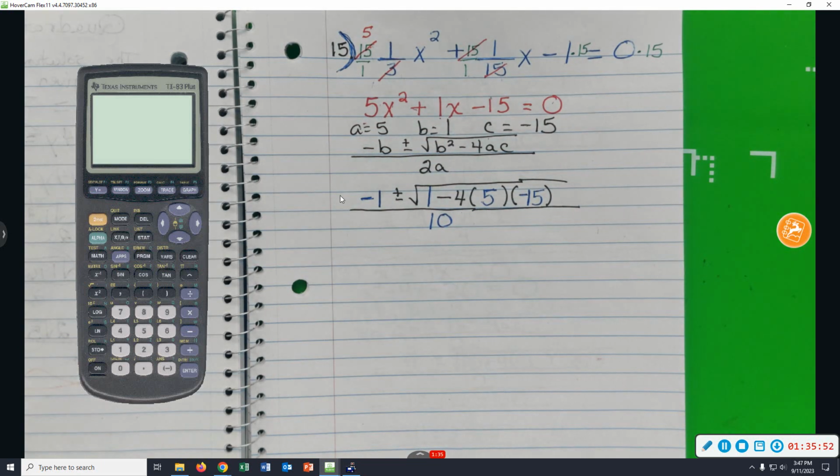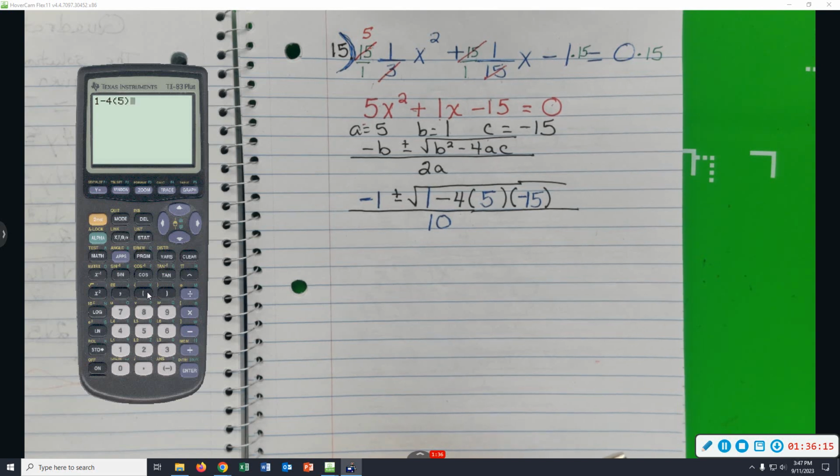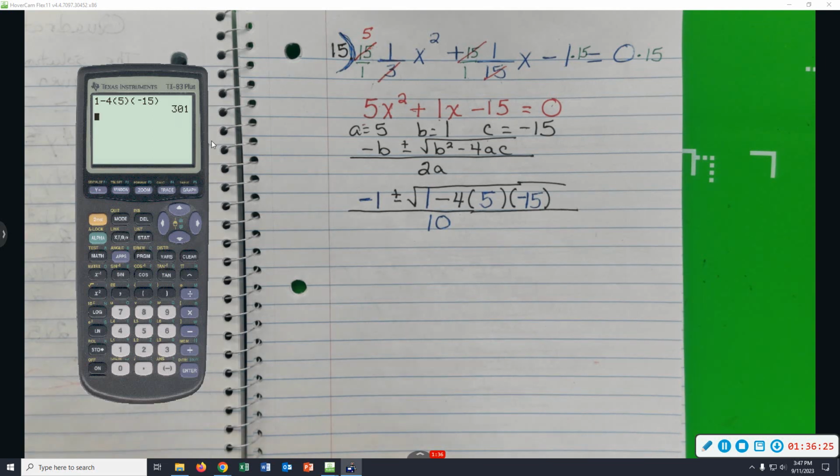Tim, you want to grab that calculator and punch that in? Oh, it's 1, and a negative 20 times a negative 15 is a positive 300. So my mental arithmetic says we're going to have a 301 under the square root. Okay, now let's see if I'm right. 1 minus 4 times 5 times a negative 15. Sure enough, I have a 301.